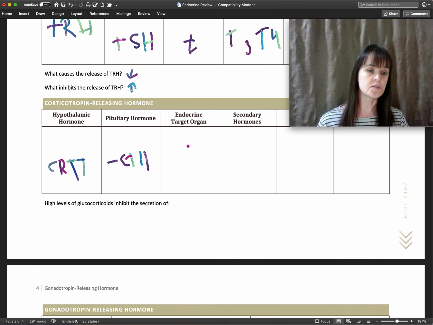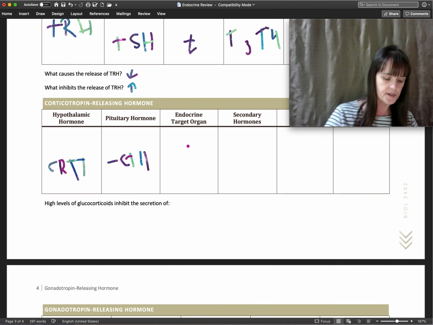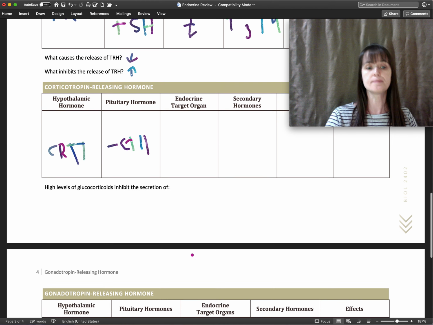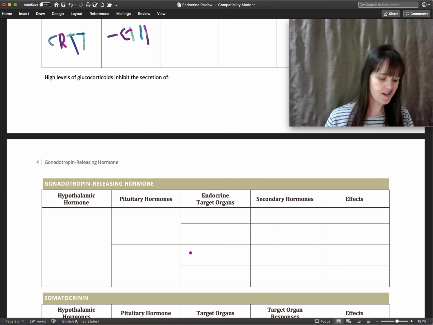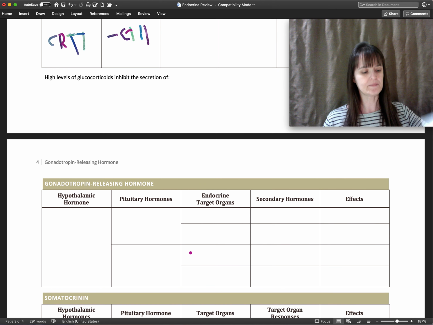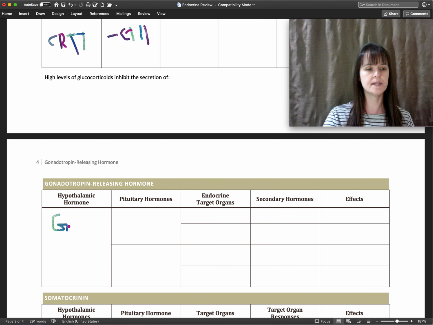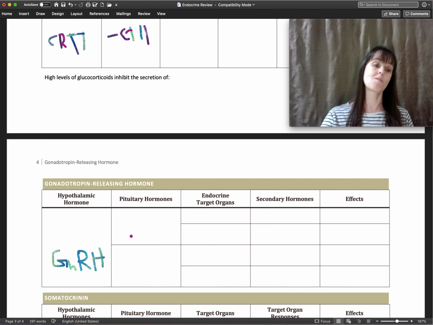High levels of glucocorticoids inhibit the secretion of, it just disappeared, CRH. Next page. Gonadotropin releasing hormone is big G, little n, big R, big H. Hey, that almost lined up.